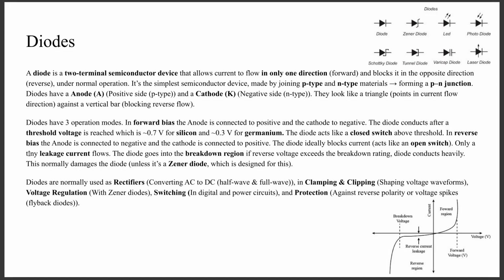In reverse bias, the anode is connected to negative and the cathode is connected to positive. The diode ideally blocks current. Only a tiny leakage current flows. Then the diode goes into the breakdown region. If reverse voltage exceeds the breakdown rating, the diode will conduct heavily. This normally damages the diode unless it's a Zener diode. Diodes are normally used as rectifiers, in clamping and clipping, voltage regulation, switching, and protection.